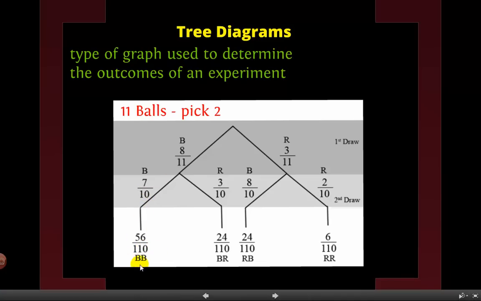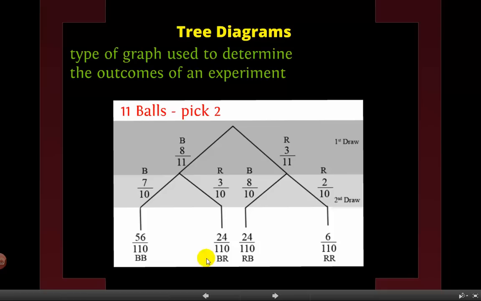This is the probability of getting 2 blue balls. A blue ball and then another blue ball. This is the probability of getting a blue ball and then a red ball. This is the probability of getting a red ball and then a blue ball. And then this is the probability of getting 2 red balls.